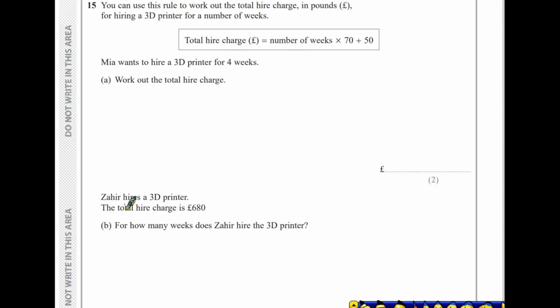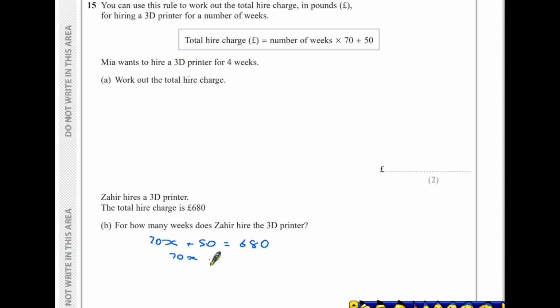Let's have a look at part B, where Zahir is hiring a 3D printer and his total hire charge is 680, and we've been asked for how many weeks does he hire the printer. There are a couple of ways you could do this. First of all, you could use algebra. So using the rule at the top, the number of weeks, let's call that x, and we know it is x times 70, therefore that is 70x plus 50, in this case equals £680.